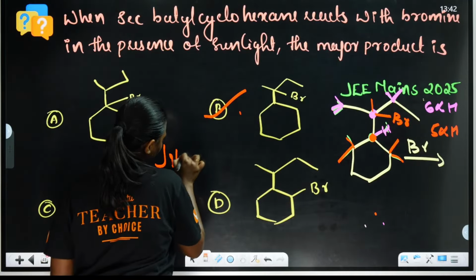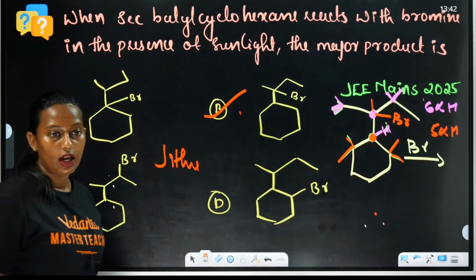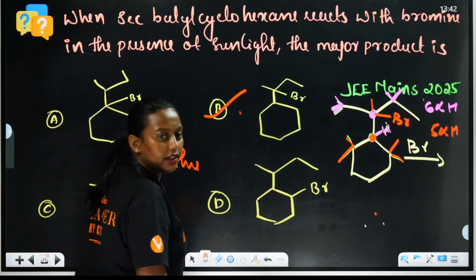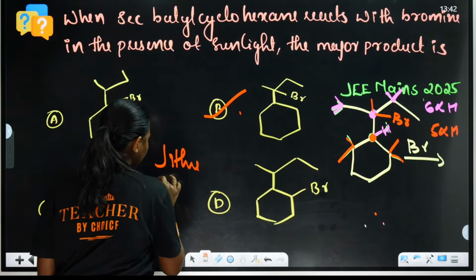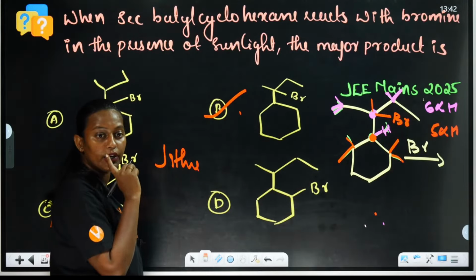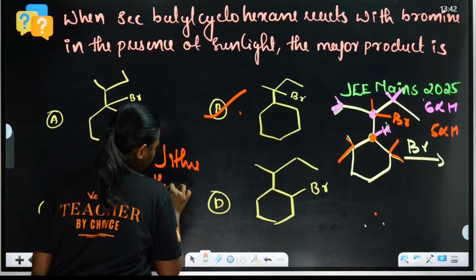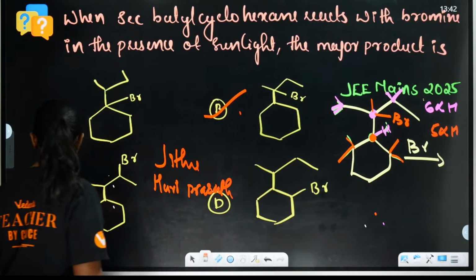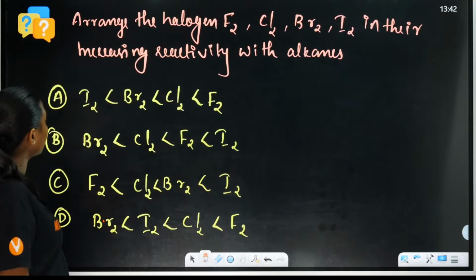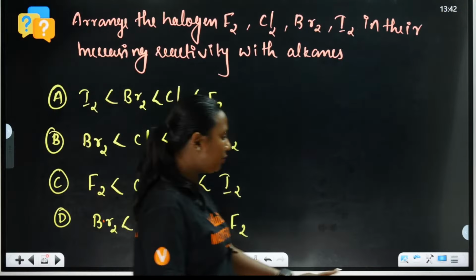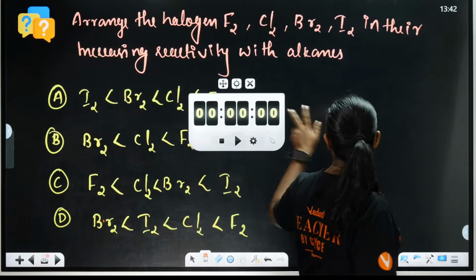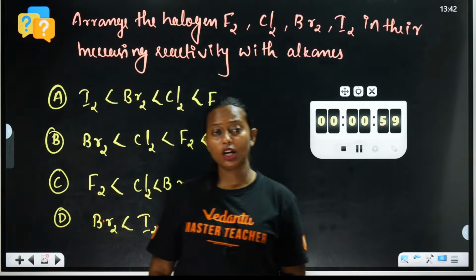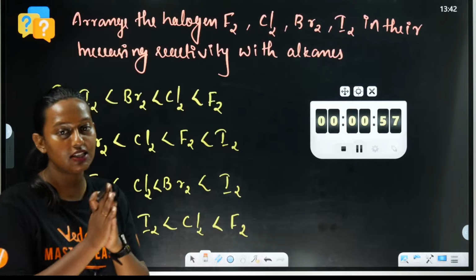I will write Jittu, and Hariprasad. Okay. Next, Hariprasad. Yes, then we can move to the next question. So the next question is here. I will give you a timer also. Come on, do it fast. It is an easy question.